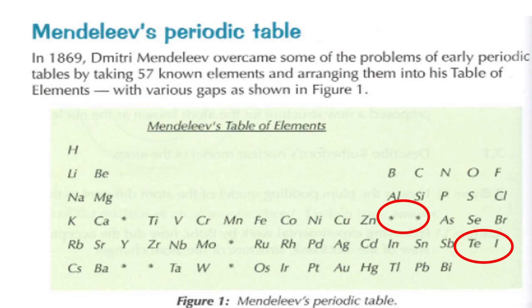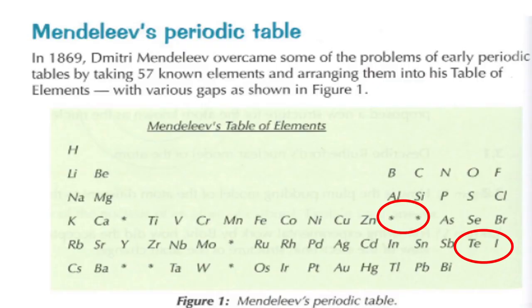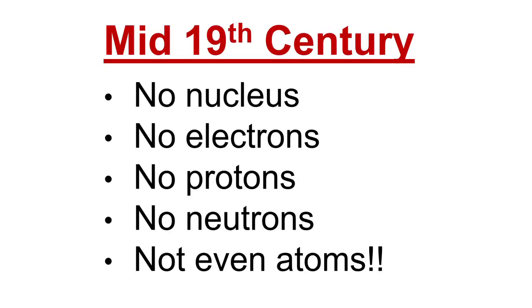He also did this, if you look at the bottom right, tellurium and iodine, okay? If he went by atomic weight, then tellurium should be in with the halogens and iodine shouldn't. But he decided that it was more important to have the elements with the same chemical properties, so he swapped iodine and tellurium around. Once we know about protons, neutrons, and electrons, this made sense, but he just did it because of the chemical properties. Remember, they didn't know any of this stuff.